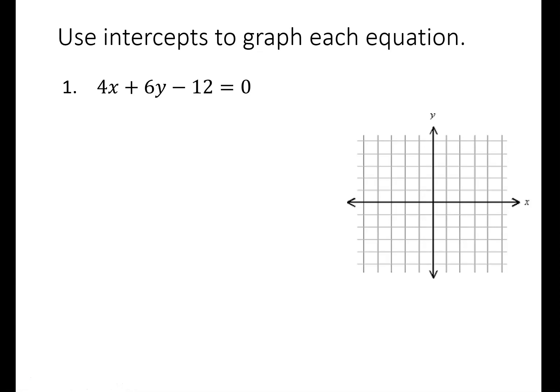Use intercepts to graph each equation. Make sure that you read the instructions carefully, and when it says use intercepts, then we don't want to write it in slope-intercept form. We don't need to know the slope, okay? So again, make sure you put these instructions with the method that we're about to do.